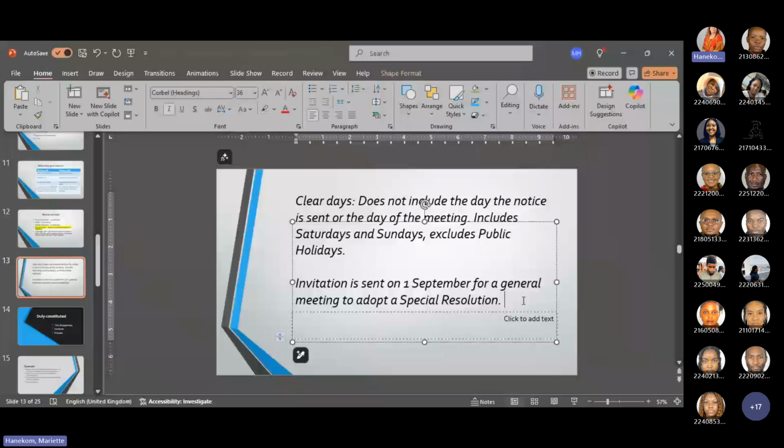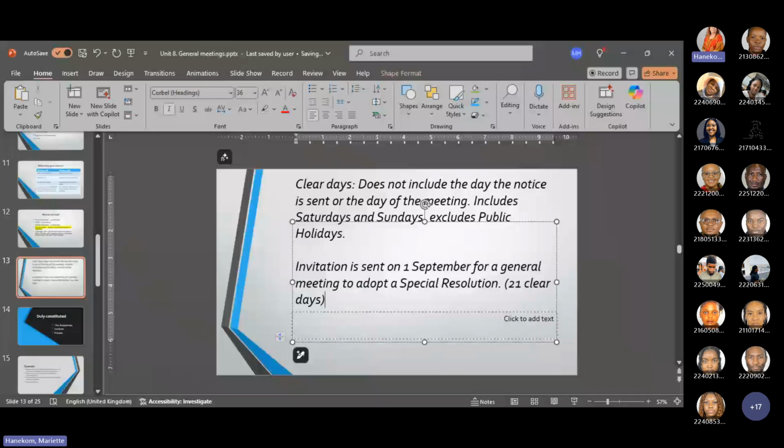So for a special resolution, we require 21 clear days. So you don't count the 1st. You start counting on the 2nd, and then you count 21. Use your fingers. 2, 3, 4, 5, 6, 7, 8, 9, 10, 11, 12, 13, 14, 15, 16, 17, 18, 19, 20, 21, 22. So the earliest date will be the 23rd of September.